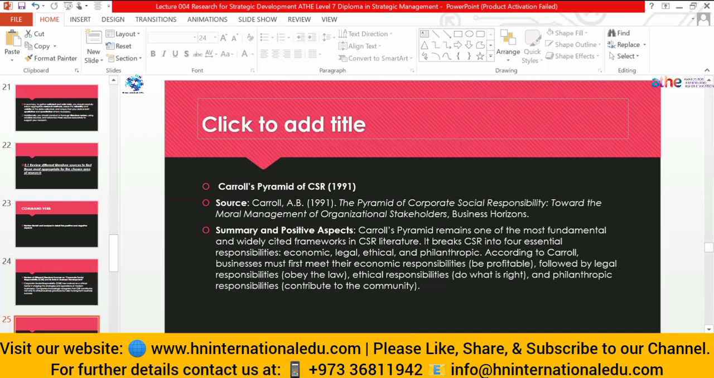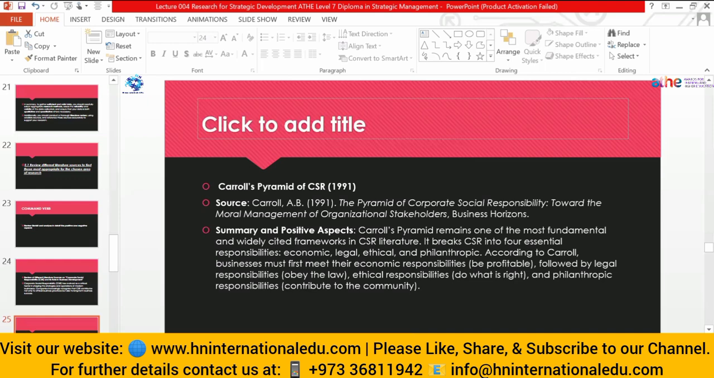This is the positive summary and the positive aspect that I'm actually going to write in it. For example, I'm going to read only one paper, and then I added five. It all depends on you, but I would suggest five is more than enough because we have to stay within the word limit. Carroll's pyramid remains one of the most fundamental and widely cited frameworks in the CSR literature. Now, once I read the paper, his literature review, this was the outcome. It breaks CSR into four essential responsibilities. This was his view: economic, legal, ethical, and philanthropic.